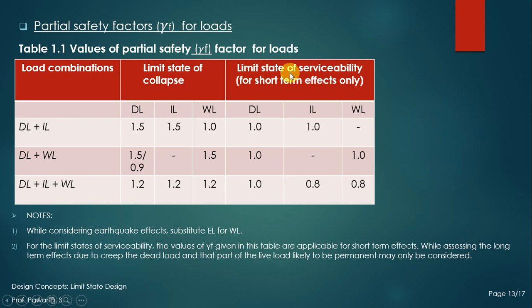Similarly, in the limit state of serviceability, for short term effect, for dead load and imposed load the factors are 1, 1, and for dead load and wind load the factors are again 1, 1. For dead load, imposed load and wind load, the factors are 1 for dead load, 0.8 for imposed load, and 0.8 for wind load. We have to take note of the following from this table. While considering the earthquake effect, substitute EL for the wind load, that is earthquake load in place of the wind load.